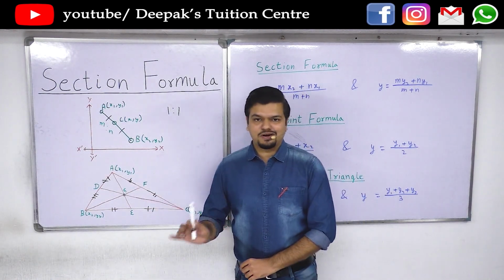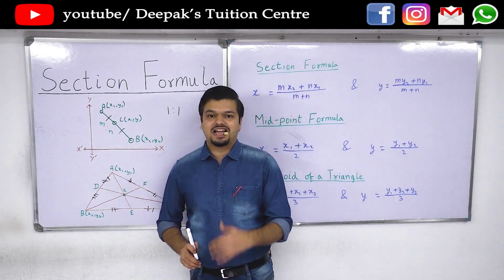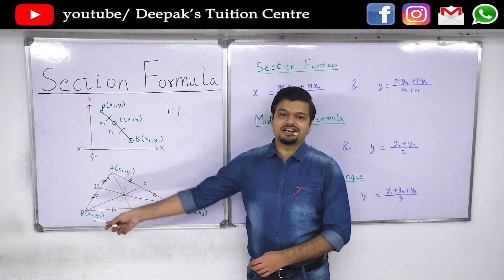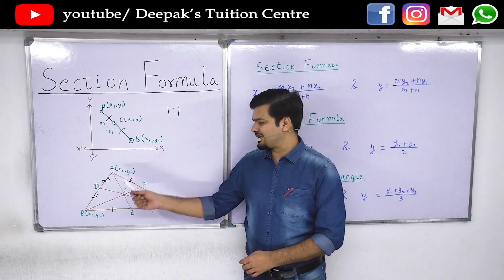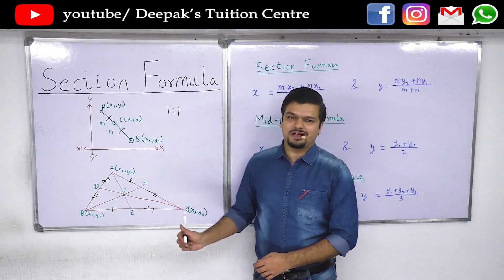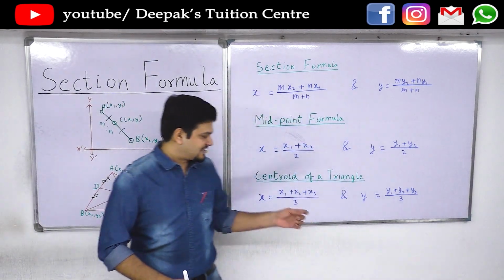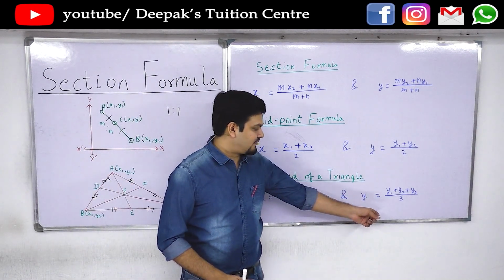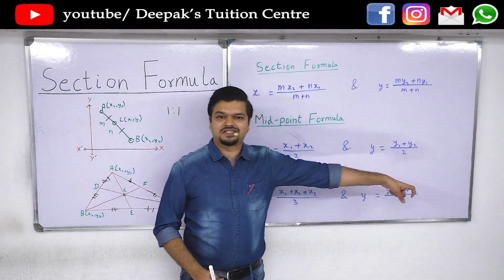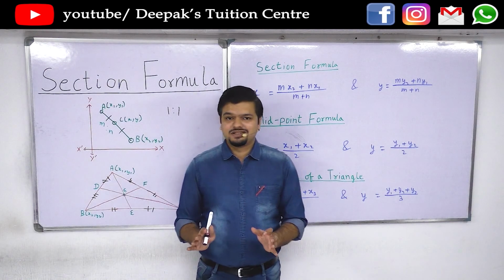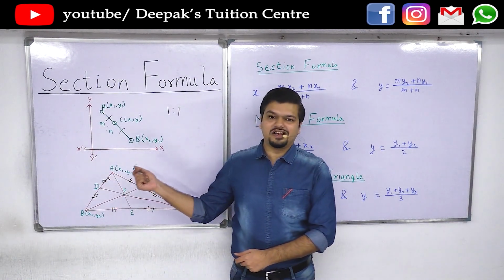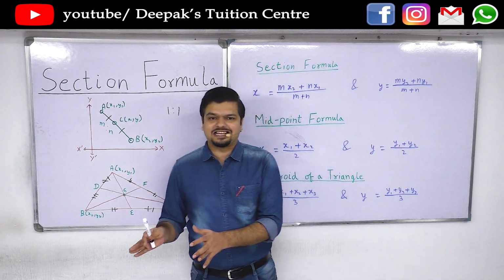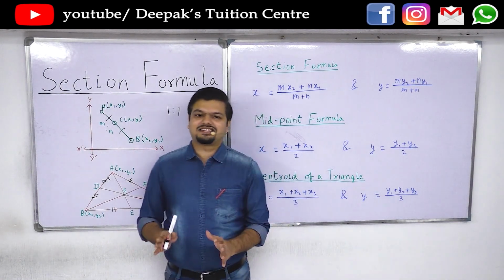Let the coordinates of the centroid be x comma y. You can calculate the coordinates of the centroid if you know the coordinates of all three vertices, that is x1 comma y1, x2 comma y2, x3 comma y3. The value of the x coordinate will be (x1 plus x2 plus x3) by 3, and the value of the y coordinate will be (y1 plus y2 plus y3) by 3. There is no rule as to which coordinate will be x1 comma y1. You can take any one as x1 comma y1, any one as x2 comma y2, and any one as x3 comma y3.